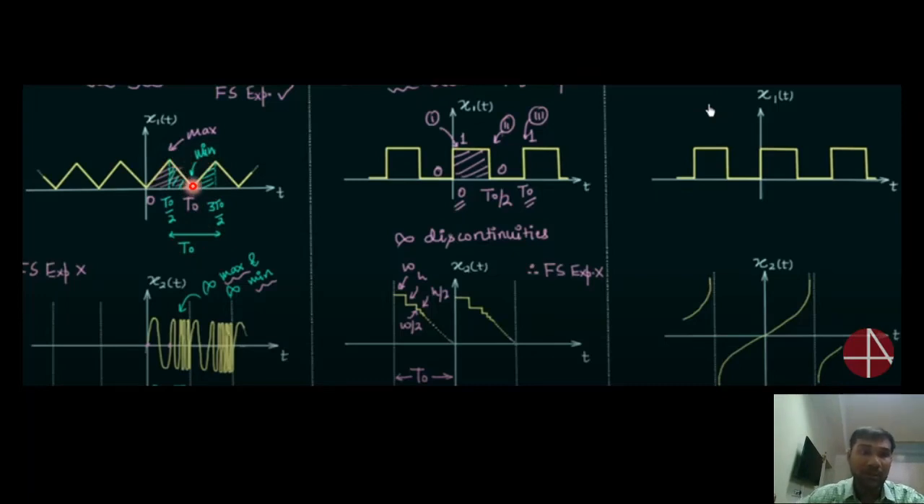There's only one minima. So there is a finite number of maxima and a finite number of minima. So we can find the Fourier series expansion for x1 of t.